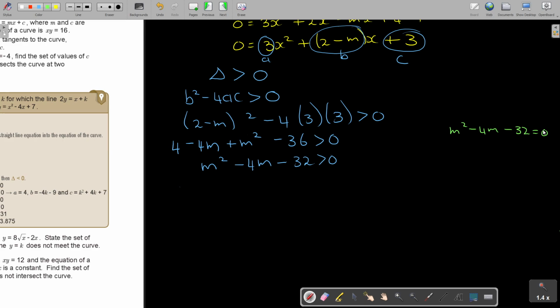So basically now I'm just going to see how to factorize it. So let's see, 8 and 4, that will work because it's group B. So 8 minus 4 is 4. The biggest gets a negative, positive, m. So you will find m minus 8, m plus 4, and that's 0. So m is equal to 8, or m is equal to negative 4.